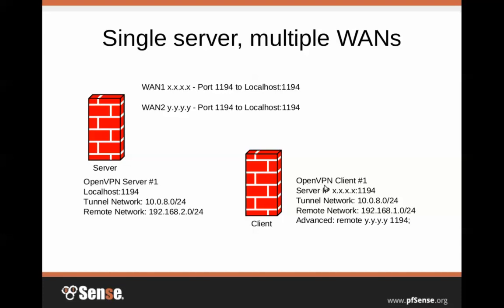The client for its server IP has your first WAN on 1194 with that tunnel network and the remote network. And then in advanced, we have a second remote statement, which I just mentioned a moment ago. And so if it gets disconnected from here, it will try the next one. If the client has multiple WANs as well, you could do a static route to point WAN 1 of the server out WAN 1 of the client, or WAN 2 of the server out WAN 2 of the client, or vice versa. Or you could combine that with like a gateway failover type thing, however you want to do that. But the gist is you got one server bound to localhost, and you port forward into that.